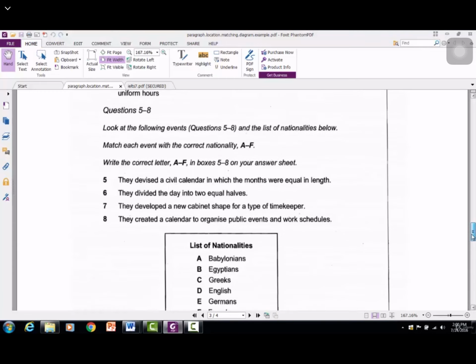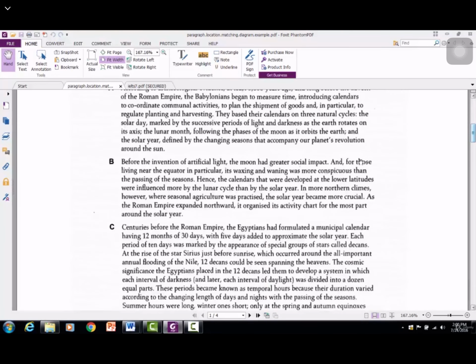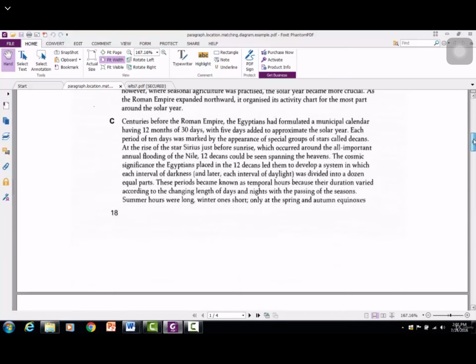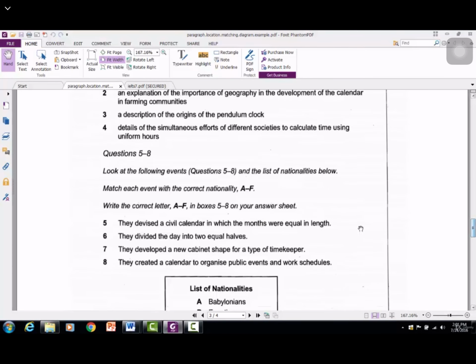Let's go look for Egyptians. Here are Egyptians right here. The Egyptians had formulated a municipal calendar having 12 months of 30 days. All right, 12 months of 30 days. Okay, and we can see that's a match for right here. Civil calendar in which the months were equal in length. So number 5 would be A.